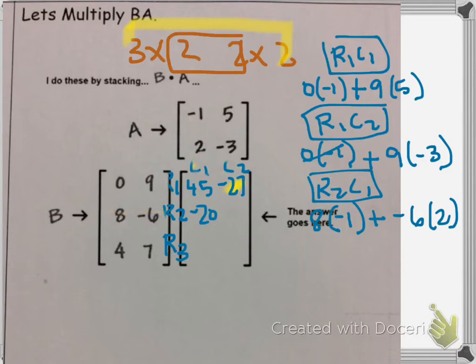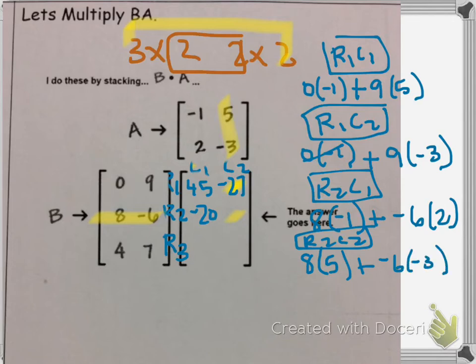Again, I'm done with those. So this time to get this number over here, it's going to be row 2, column 2. So row 2, column 2, I'm going to multiply those two together. So it'll be 8 times 5, and then I'm going to add that to negative 6 times negative 3. So that's 58, I believe, is the number that's going to be on row 2, column 2.